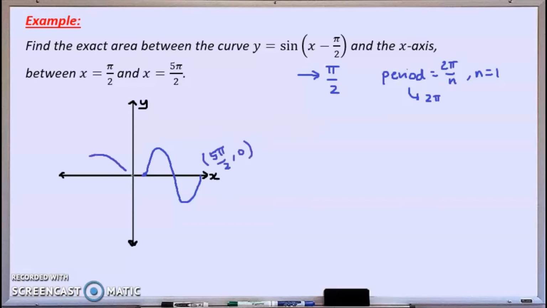And it's always handy to write your intercepts as coordinates, and not just numbers. So keep that in mind. Examiners love that. Pi on 2 and 0.